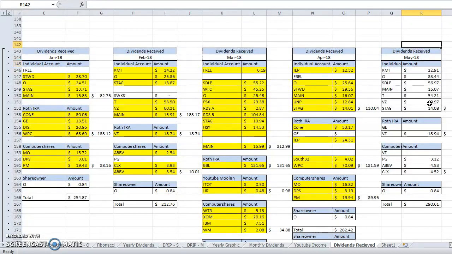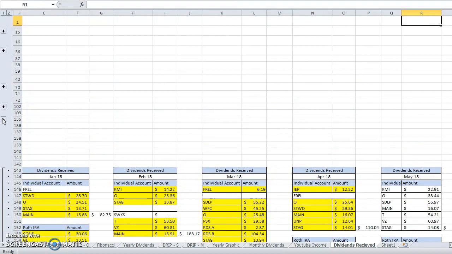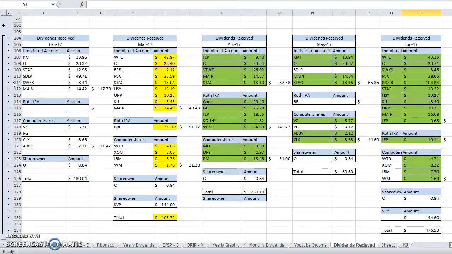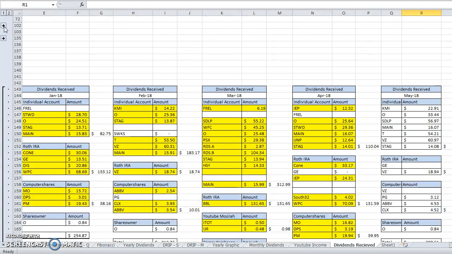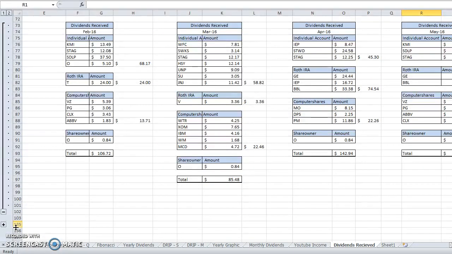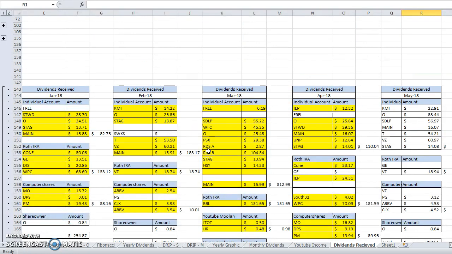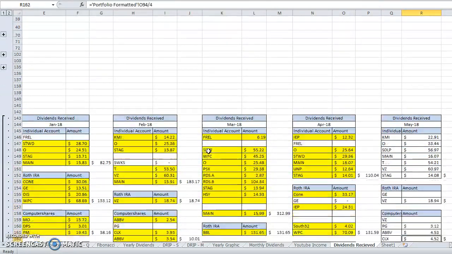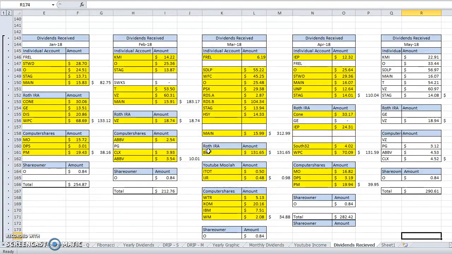And that's just basically because I have my old years in here. So if I unhide this, I have 2017 in here. If I hide that again and look, I have 2016, and I can hide that again just by grouping it. And so I have 2018 in here as well, and I also started forecasting 2019.